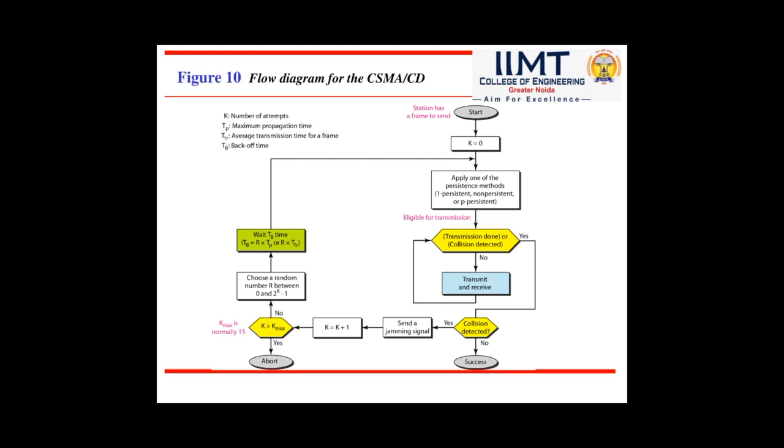If the number of attempts is more than the maximum number of attempts, then it aborts its operation. If the number of attempts is less, then it chooses a random number between 0 to 2 raised to the power k minus 1, and then waits some time and then applies one of the persistent methods, and this cycle continues. So this is about the CSMA/CD.